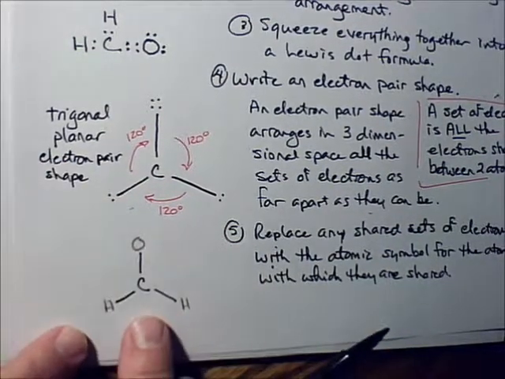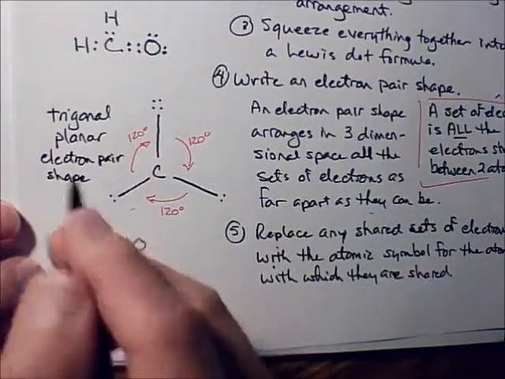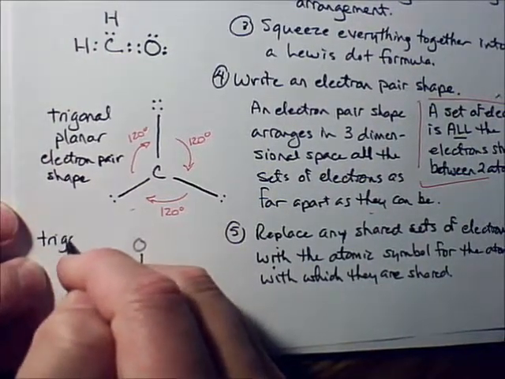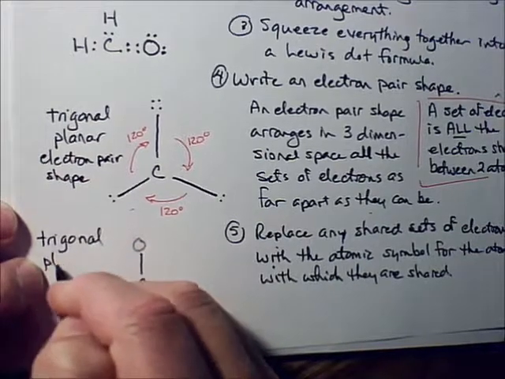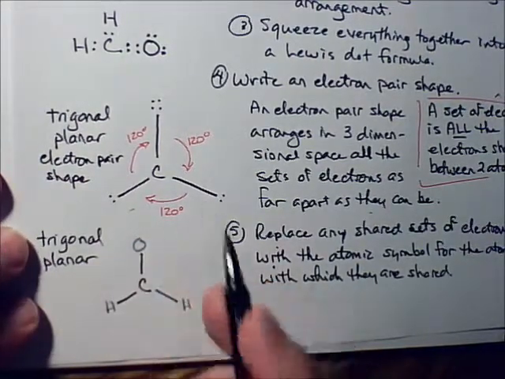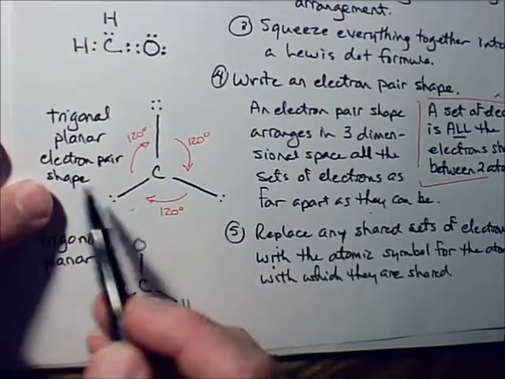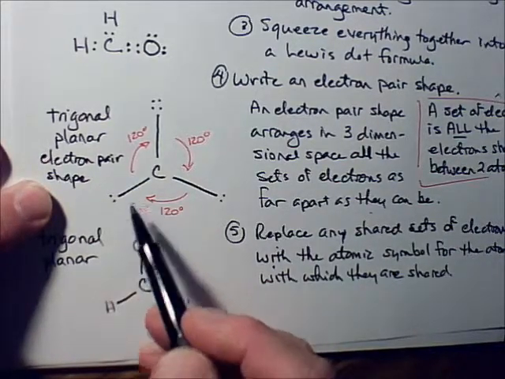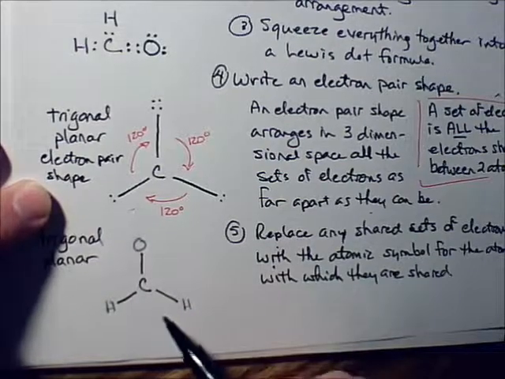Trigonal planar. Did we change the geometry? No. So this is also a trigonal planar. If we change the geometry, then we have to change the name. But now we do change the name. This is not an electron pair shape anymore because we've gotten rid of some of the electron pairs by replacing them with the atoms.